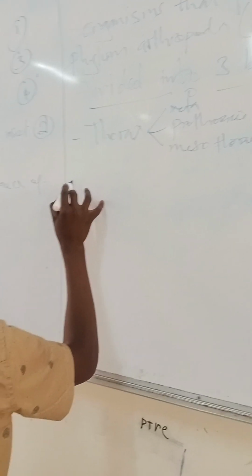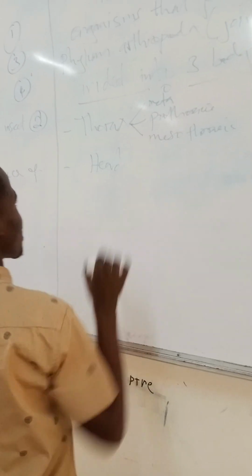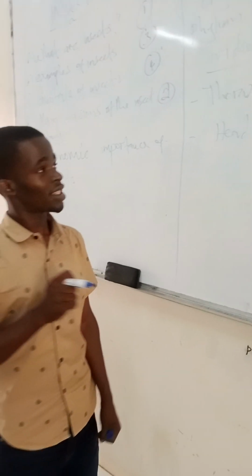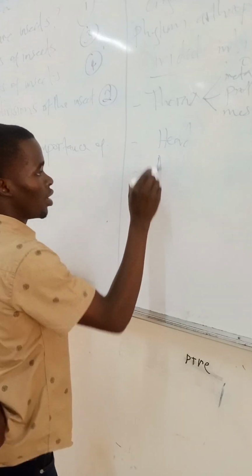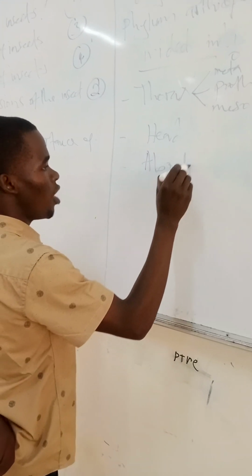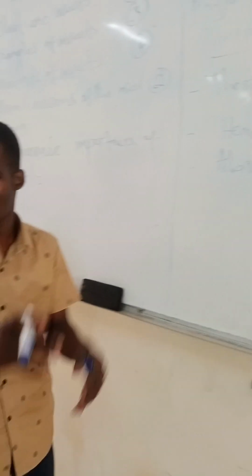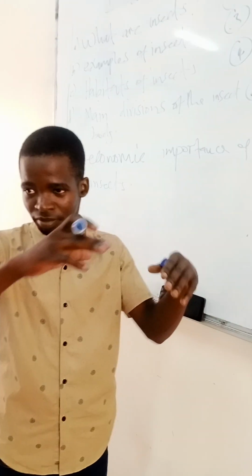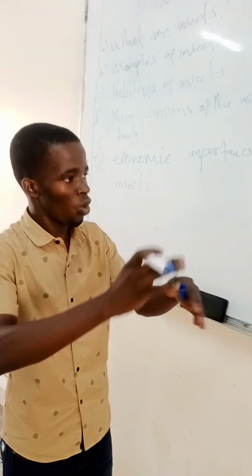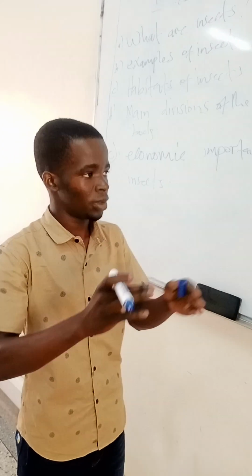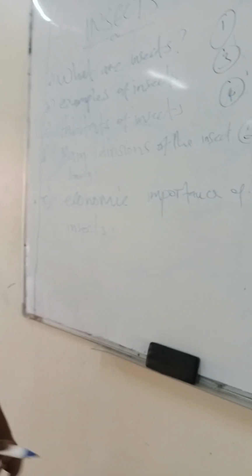Then another main body part is the head. Insects have a head, one of the main body divisions. Then the last one is the abdomen. The abdomen has that bulged lower part, which is like a balloon. So that's also done.